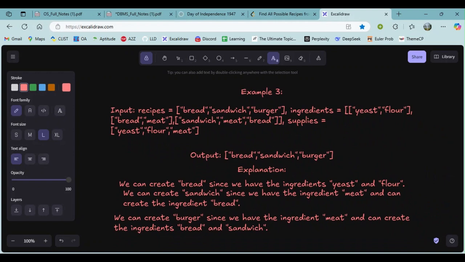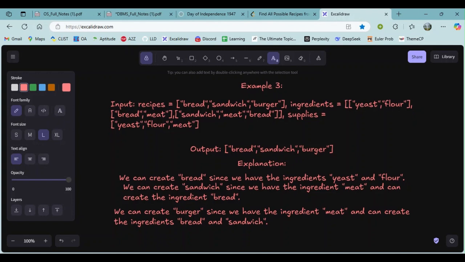And this is our third example, in which you are given the recipes bread, sandwich, burger, which we have to make, and the ingredients are yeast and flour for the bread, bread and meat for the sandwich, sandwich, meat and bread for the burger, and the supplies are yeast, flour and meat. So it is saying that we can make all of the recipes from the given supplies.